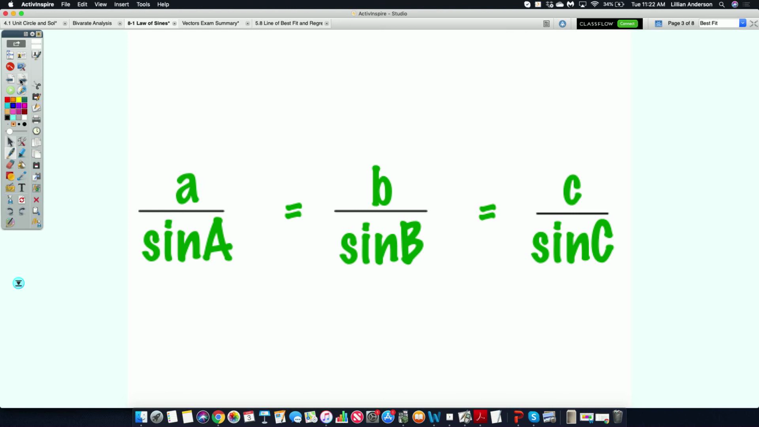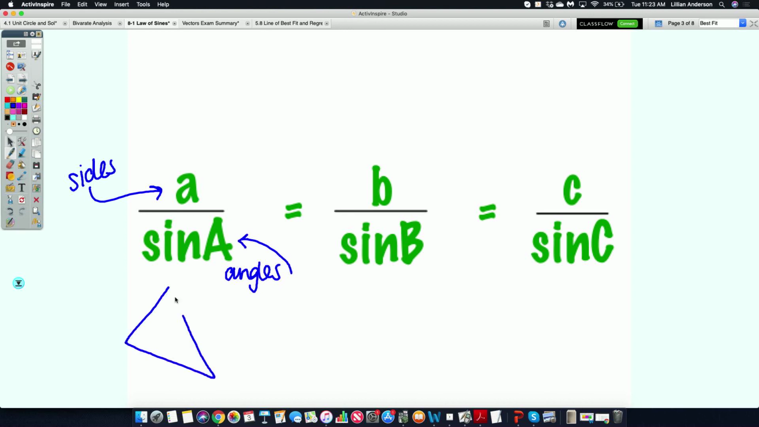It is a divided by sine A equals b divided by sine B equals c divided by sine C. It's the ratio between the opposite sides and their corresponding angles. Okay? The lowercase letters represent your side lengths. The capital letters represent your angles. Capital letters are angles, lowercase letters are your sides.